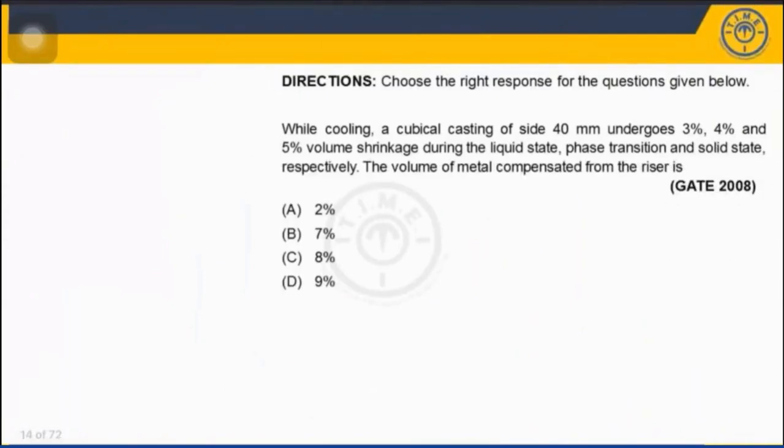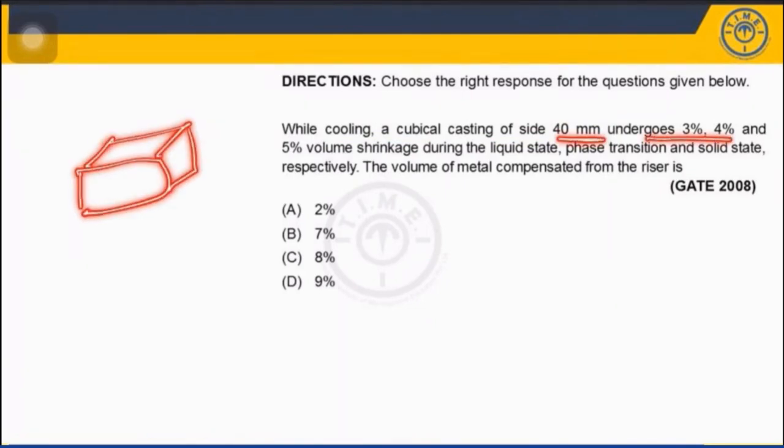Now, one more question. While cooling, a cubical casting of size 40 mm, so let us suppose one cubical casting of 40 mm undergoes 3%, 4%, and 5% volume shrinkage during the liquid state, phase transition, and the solid state. The volume of metal is compensated by the riser. So you have to calculate how much volume will be compensated from the riser.